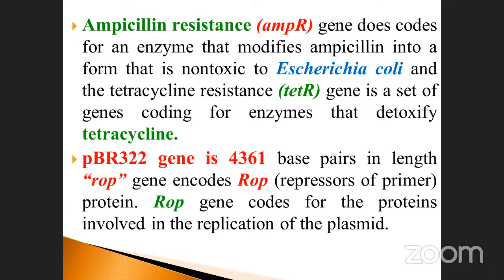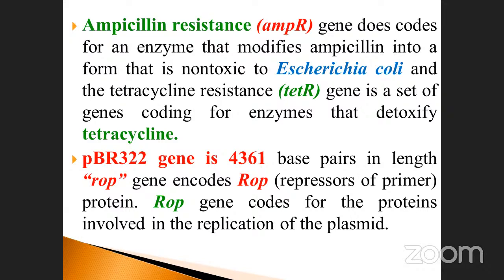The pBR322 plasmid is 4,361 base pairs in length. It carries the ROP gene, which encodes the ROP protein, the repressor of primer protein. The repressor of primer protein genes code for the proteins involved in the replication of the plasmid. That's why it is called ROP.